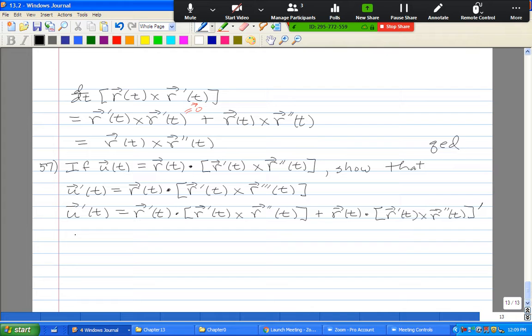Okay. Good. So this is equal to, well, the cross product of two vectors, A and B, is perpendicular to both vector A and vector B. Therefore, the cross product of r prime with another vector is perpendicular to r prime. And so its dot product is 0. So I know that this is 0.